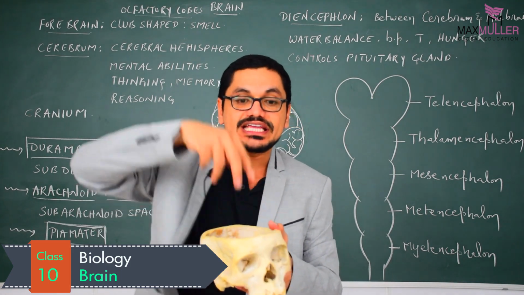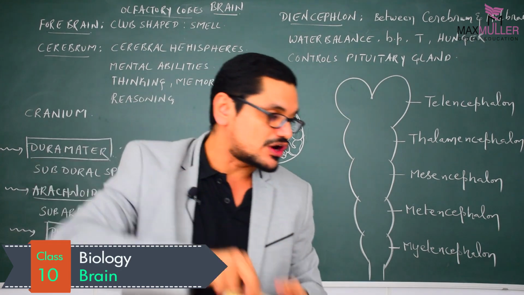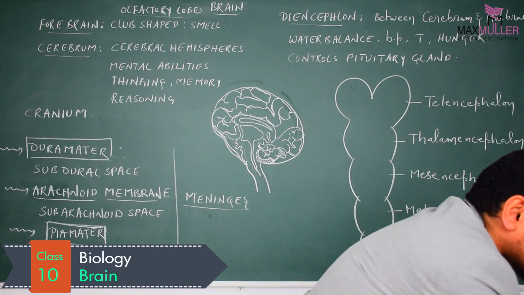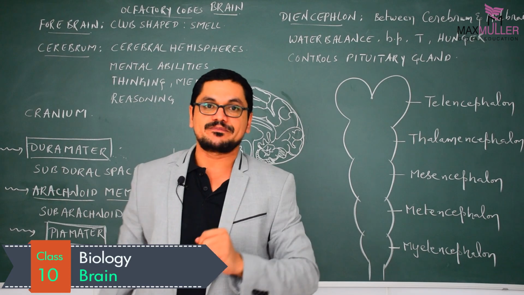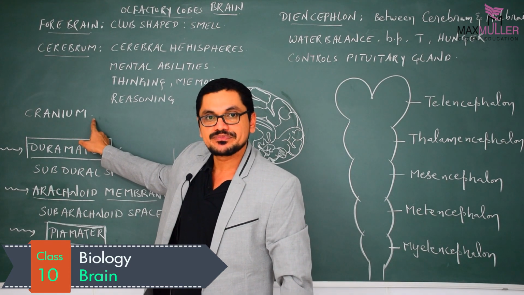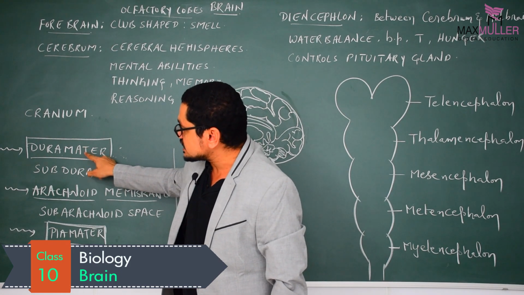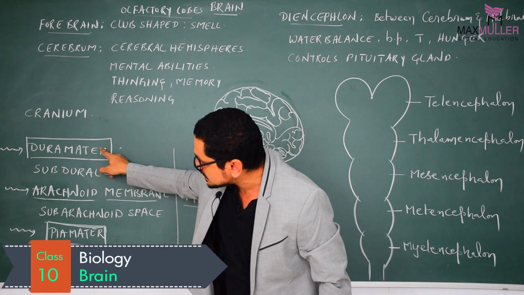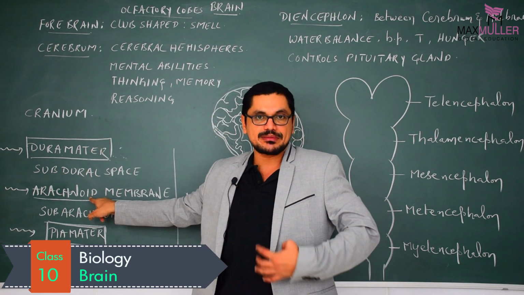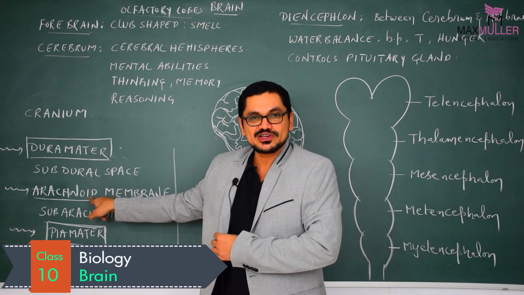And this is the area where the brain is present. This is called the brain box. The cranium is nothing but the brain box, and this is the Dura Mater. You can see the space present between the Dura Mater and the arachnoid membrane. Students, are you following what I am saying?